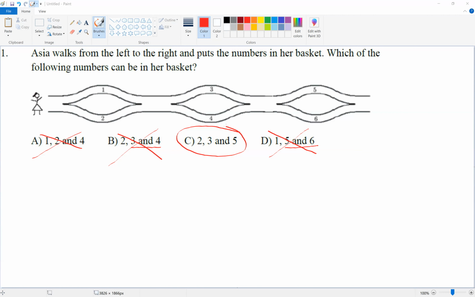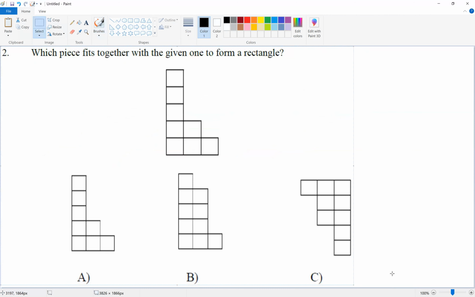Next one is Little Big. Okay. Number 2, Aishwarya. Which piece fits together with 1 to form a rectangle? I got B for this one, but I'm not sure if it's right. Okay, so what do you think? How do you do it?